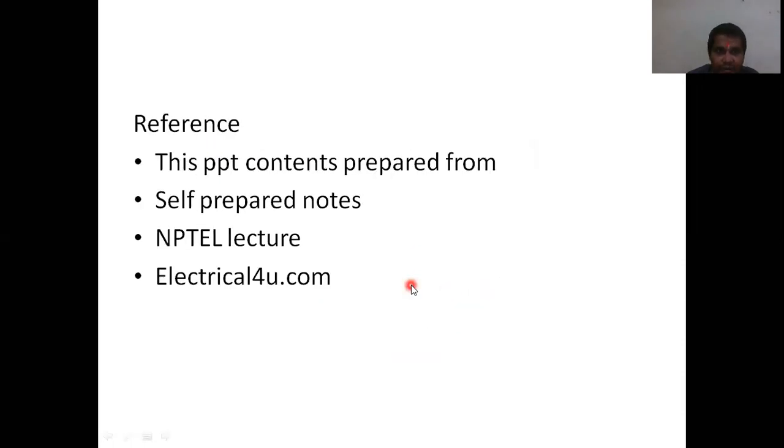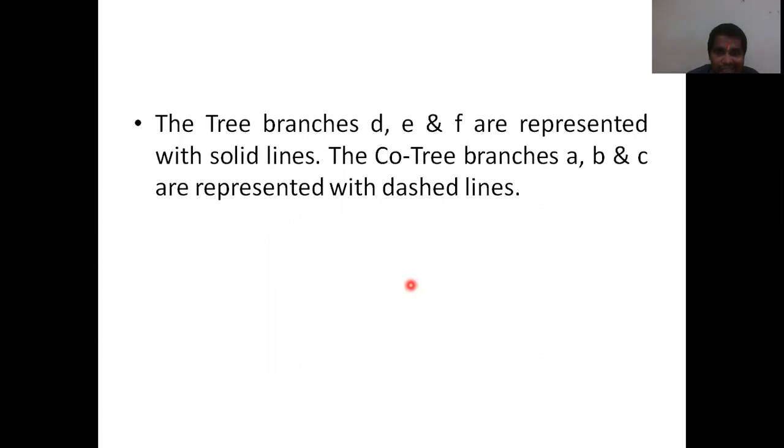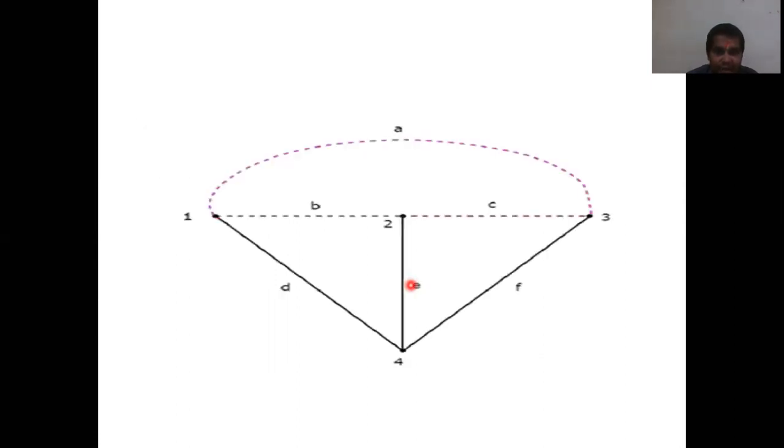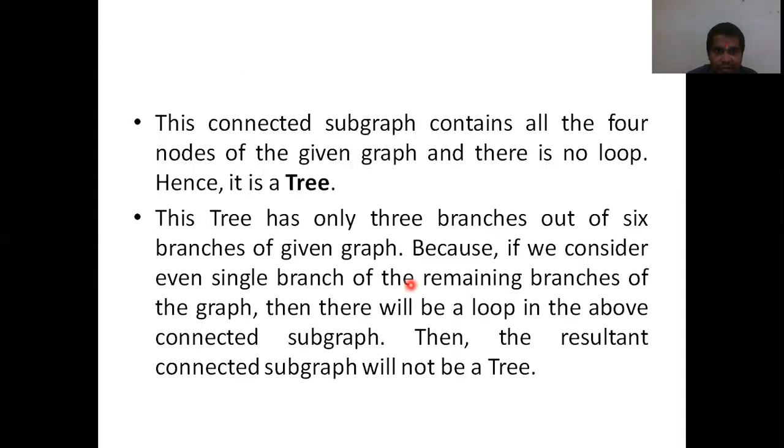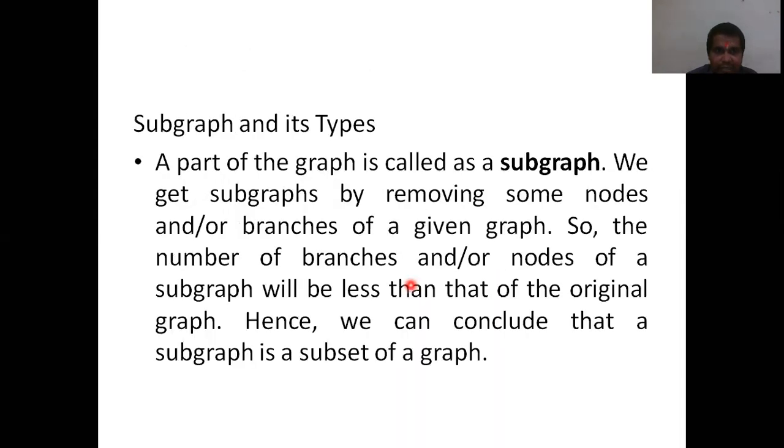So this is what we have discussed now. We have discussed what is the oriented graph and what is the unoriented graph, right? And what is the tree and what is the core tree, right? All these things we have discussed. So whatever we have discussed, let us recollect one more time.